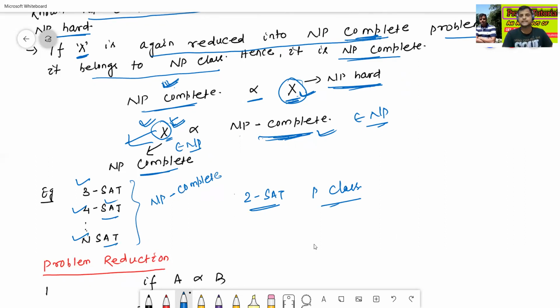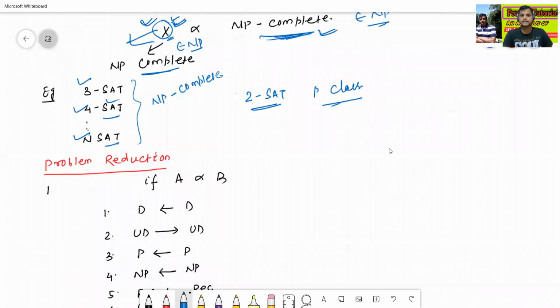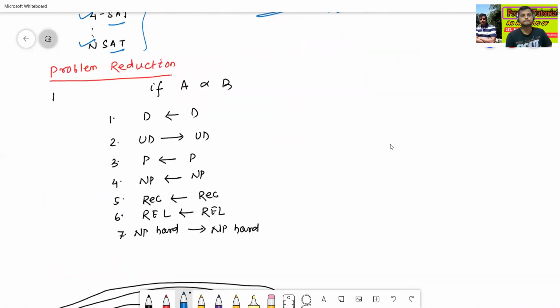Okay, now we'll see the final problem reduction. If A reduces to B, then if B is decidable, we can say that A is decidable. In the second part, if A is undecidable, then we can say that B is undecidable. In the third part, if B is P class, then A is P class. The fourth part, if B is NP class, then A is NP class.